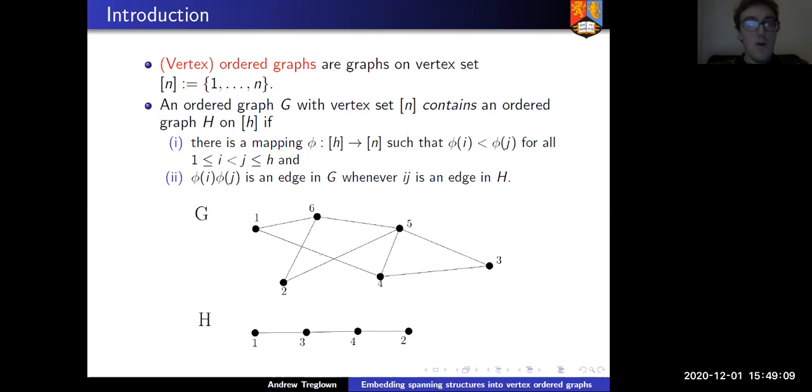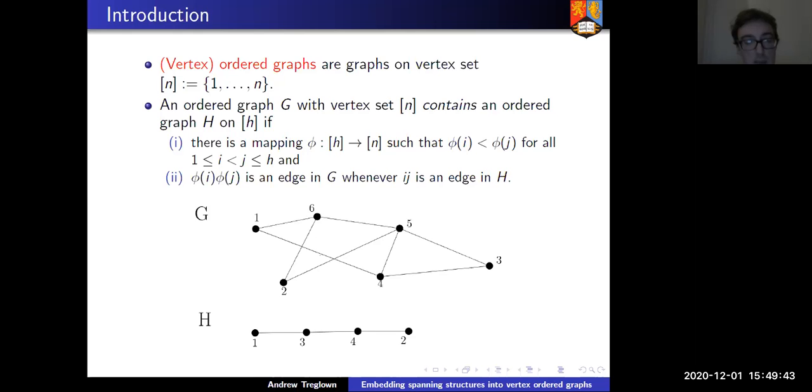Now we have a notion of an ordered graph G containing another ordered graph H. I've given you the formal definition here, but you don't have to read that, just look at this example. Here I've got a graph H, which I think is labeled 1, 3, 4, 2 from left to right. So that's the path of length 3 with the labels 1, 3, 4, 2.